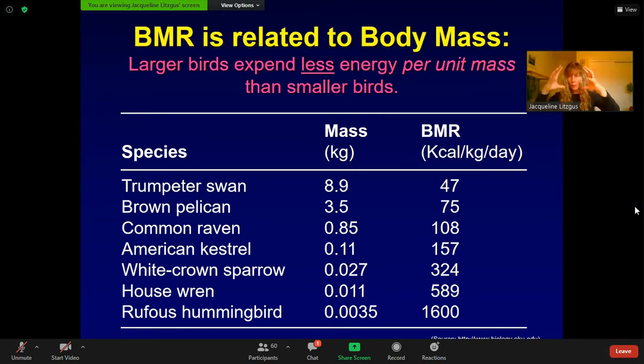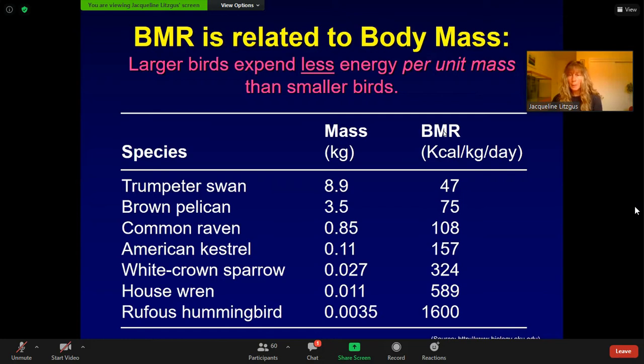So again, as overall body size increases, metabolic rate is going to increase. But on a per gram basis, it actually decreases. That is, the smallest birds have the highest per unit mass metabolic rates. You can see that, for example, here in these species examples of birds. We go from the largest bird species at the top to the smallest little hummingbird at the bottom. Here's the body mass of those organisms on average, in kilograms, from 8.9 kilograms down to this itty bitty little hummingbird, the rufous hummingbird.